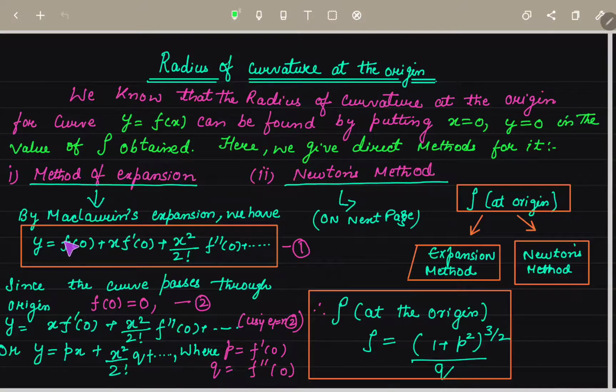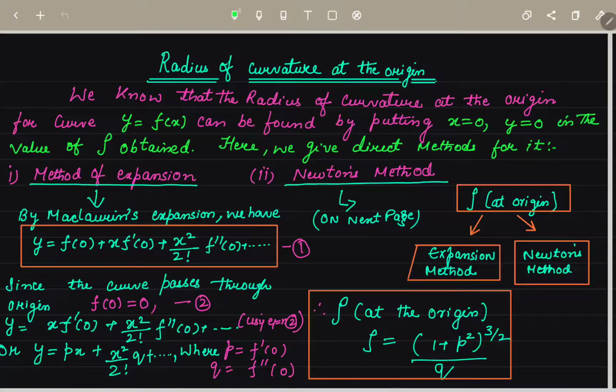We know that when we put a equal to 0 in Taylor's expansion, we get Maclaurin's expansion. We use this Maclaurin's expansion in this method for finding the radius of curvature at the origin. So y is equal to f of 0 plus x into f dash 0 plus x square by 2 factorial f double dash at 0 plus and so on. This is the Maclaurin's expansion.